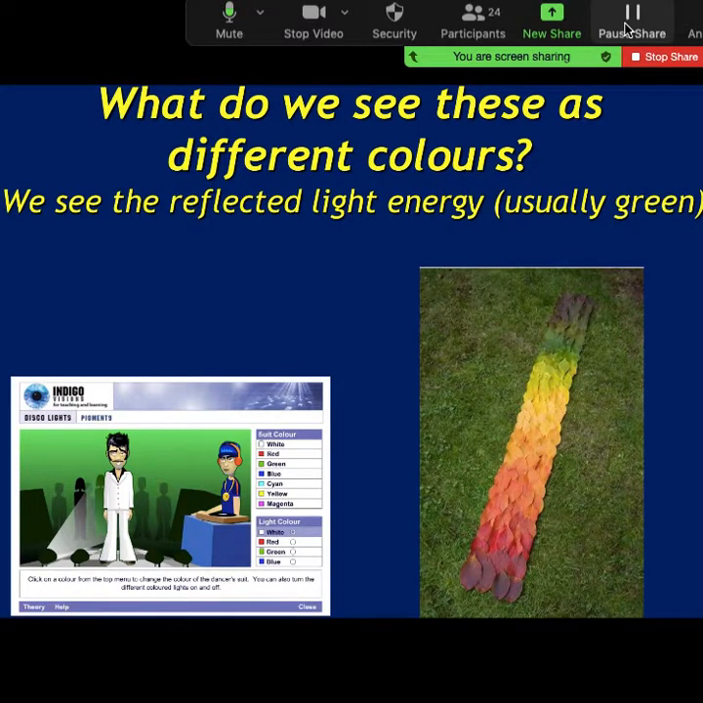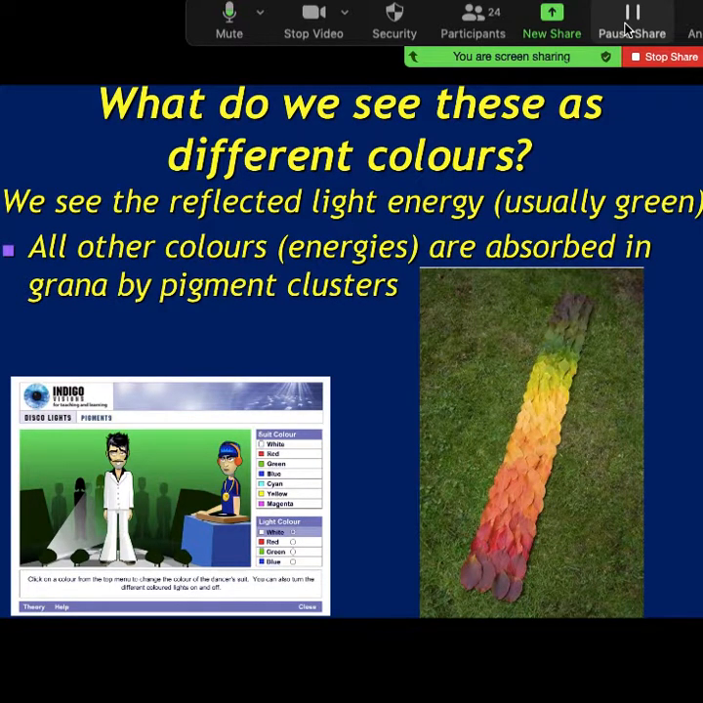We're seeing the reflected light energy, and it's usually green that is reflected. So it must mean all of the other colours are absorbed, because light is essentially wavelengths or frequencies of light that we pick up and see as colour. All the other colours are absorbed by the grana, by these things called pigment clusters. You just have little molecules that will absorb yellow light, red light, blue light, any other colour rather than the colour that we're seeing.